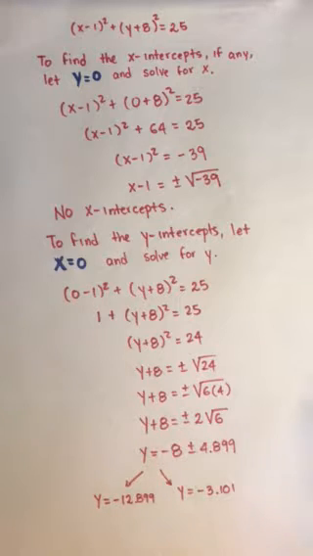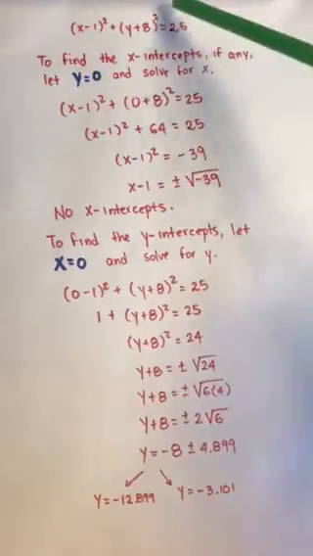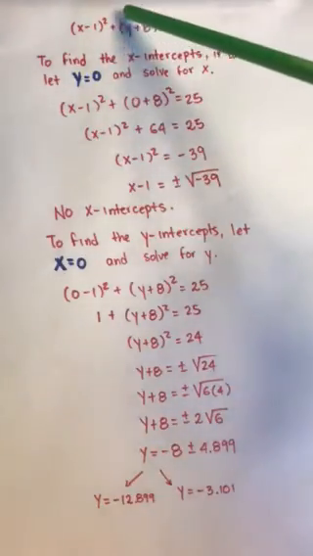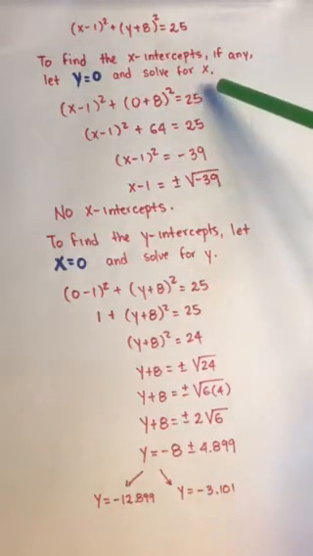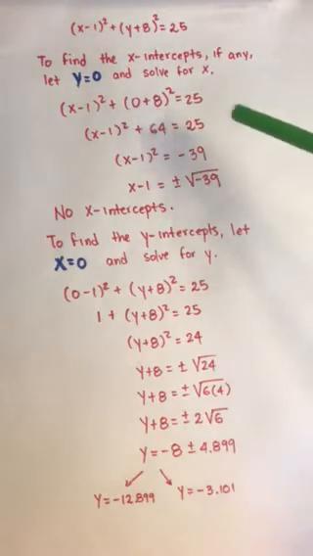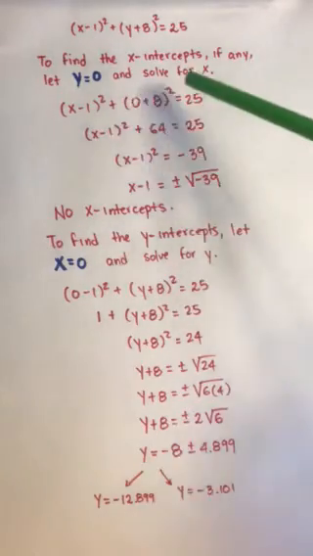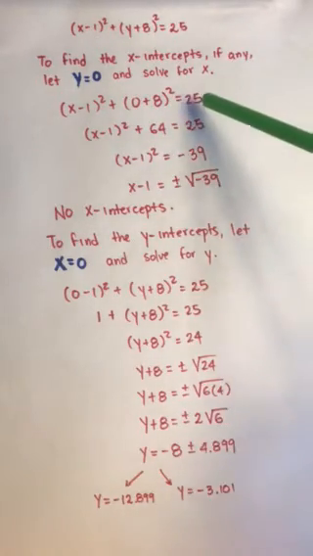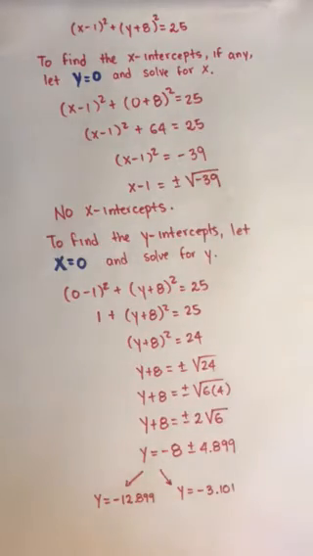To find the x-intercept, if any, let y equal 0 and solve for x. So we take our equation and let y equal 0. Here we got 8 plus 0, 8, and 8 squared, 64. Now we subtract 64 from both sides of the equation and we get 25 minus 64 equals negative 39.